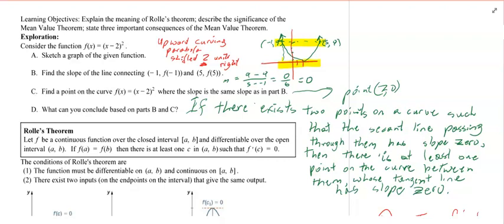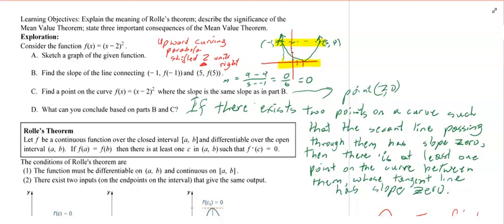Part C, find a point on the curve of f of x is equal to (x minus 2) squared, where the slope is the same as in part B. So therefore, the slope is 0 for the line that touches that point. So a point, if we look on the graph, is going to be the point (2, 0).